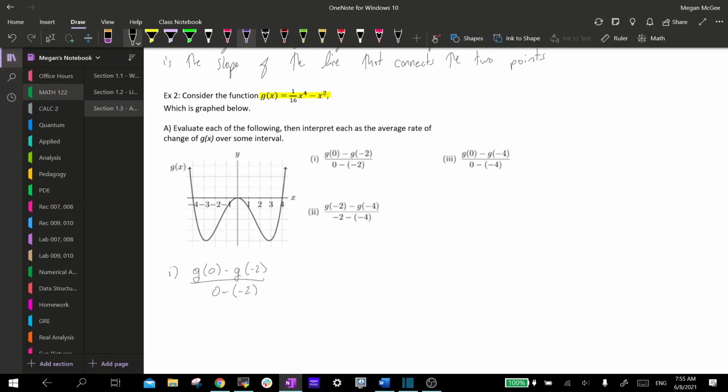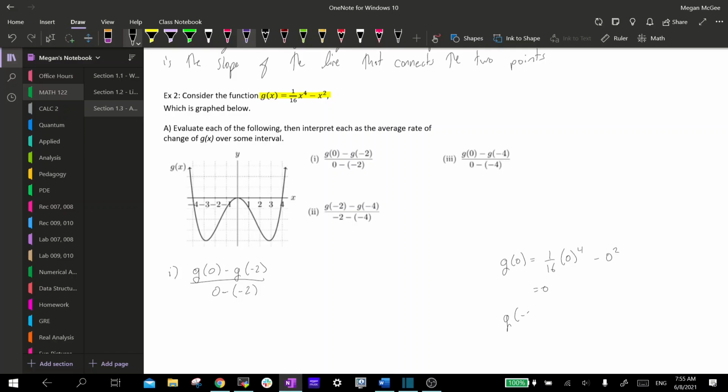Alright, so we have function g, so we can go ahead and plug in these values to calculate. Alright, so let's do g of 0. Well, that's 1/16 times 0 to the 4th minus 0 squared, so that's just 0.